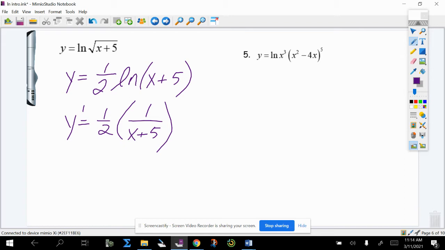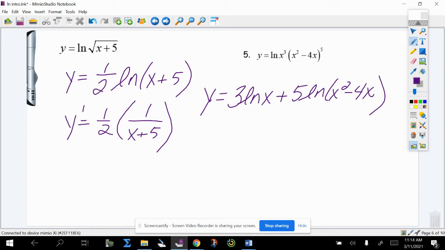If you look at this next one, this is one where you really are happy to have properties, because if you had to derive x cubed times the quantity x squared minus 4x all to the 5th power, it would be a total mess. It would be a product rule and chain rule. But with properties, I can split that all up. I can say that that's 3 natural log of x plus 5 natural log of x squared minus 4x. So pulling powers out front, pulling apart the multiplication.